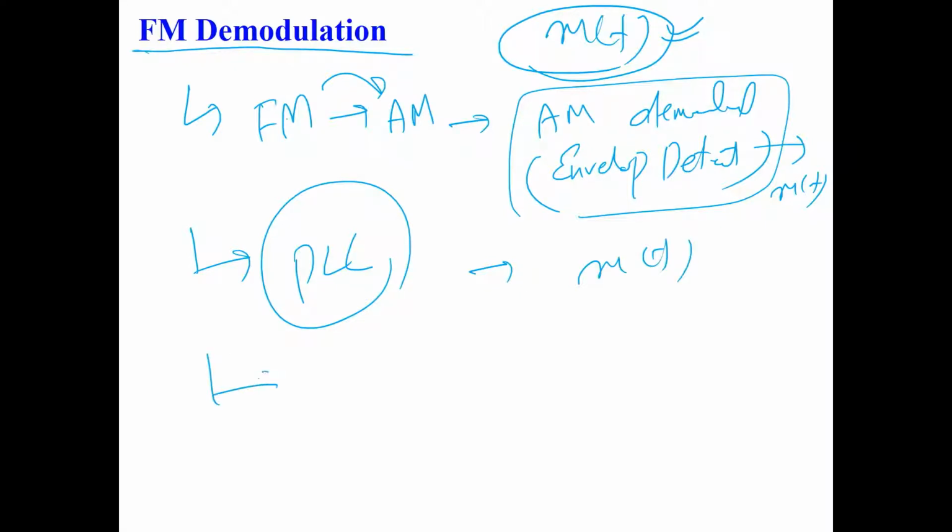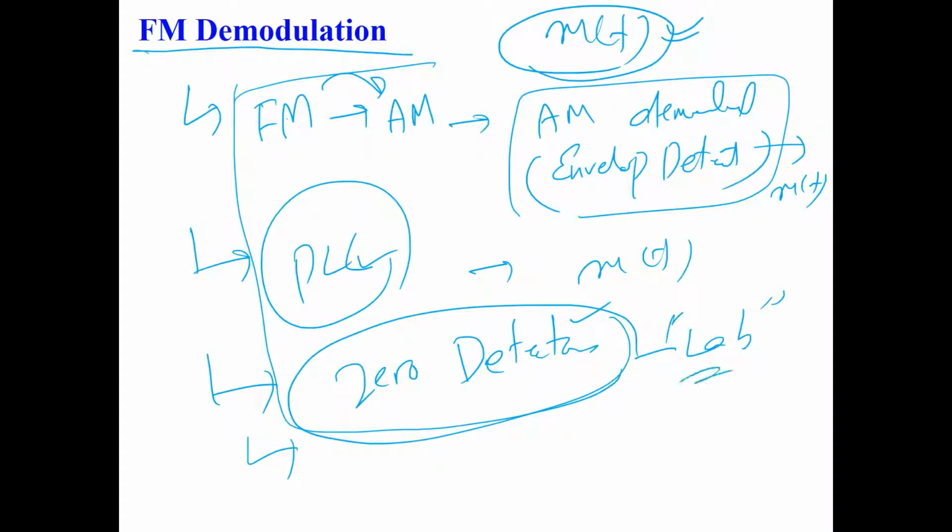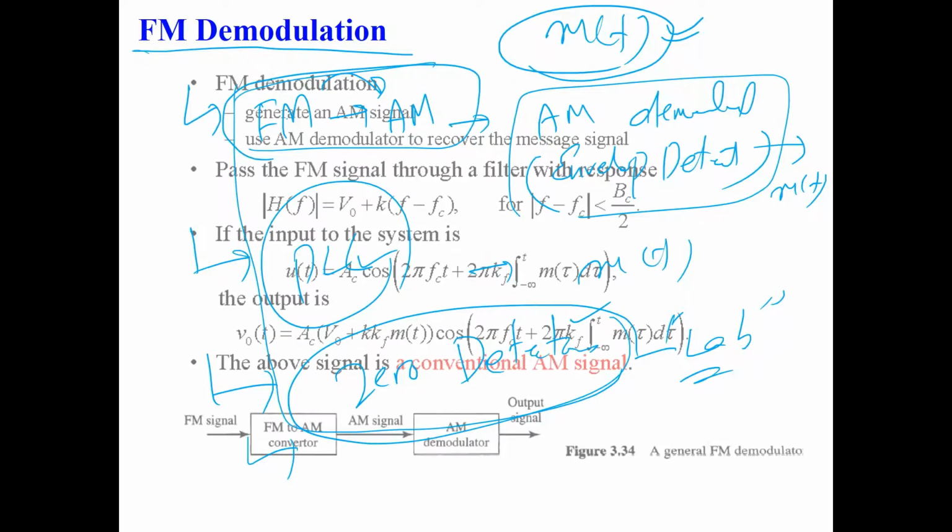Another way is we use the zero detector. There are a lot of other ways, but we will try to cover these three methods: FM to AM, PLL, and zero detector. This part was also covered in your lab if you remember, the zero detector for the demodulator. Now let me cover the first one, that FM to AM. How it will work.